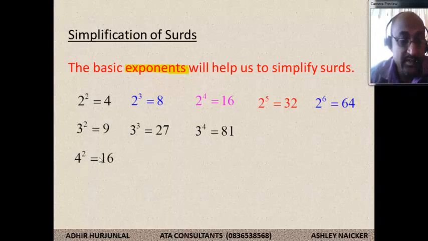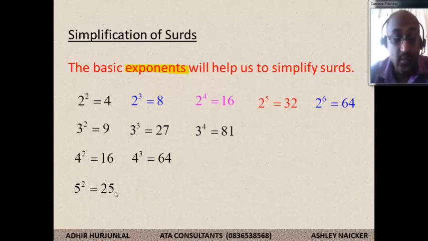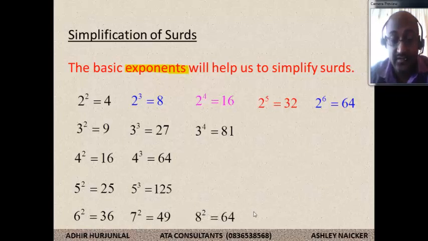3 cubed, 3 to the 4, I'm not interested in at the moment. 4 squared is equal to 16. 5 squared. 5 squared is equal to 25. On the same principle, I can go ahead and say the square root of 25 is equal to 5. Now you will see later why these numbers are important to me. And I can go on. 6 squared, 7 squared is equal to 49. 8 squared is equal to 64. 9 squared is equal to 81. Or the square root of 81 is equal to 9. And 10 squared is equal to 100.